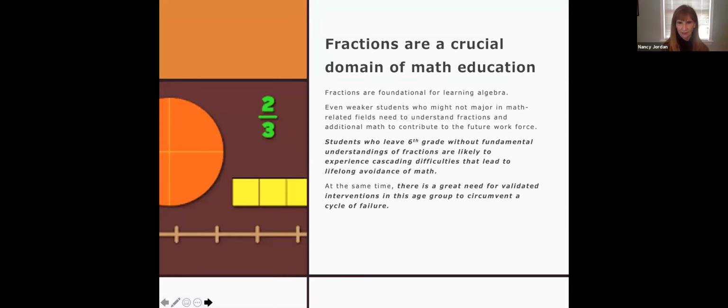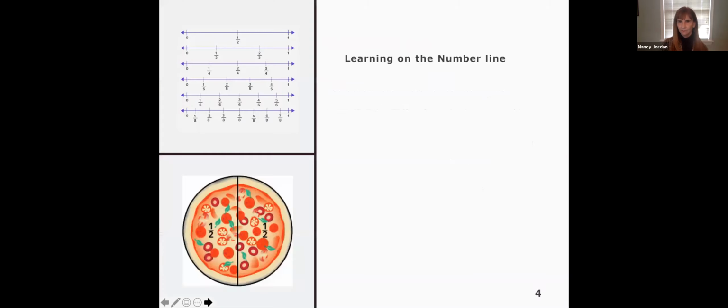So as has been mentioned in all of the great talks this morning, fractions are a crucial domain of math education. And we have found, and other research has also shown, that students who leave 6th grade without fundamental understandings of fractions are likely to experience cascading difficulties that lead to lifelong avoidance of math. And at the same time, there is a great need for validated interventions in this age group, 6th grade, to circumvent this cycle of failure.